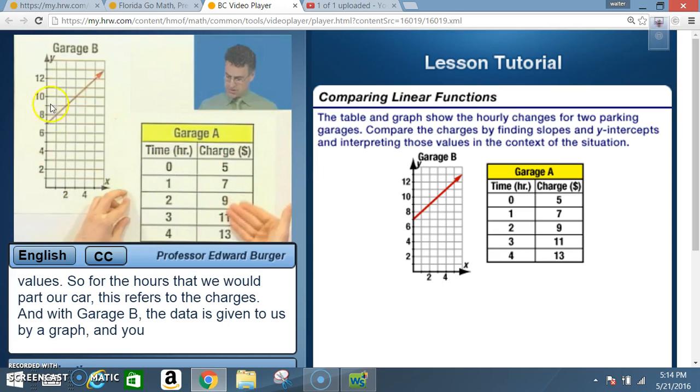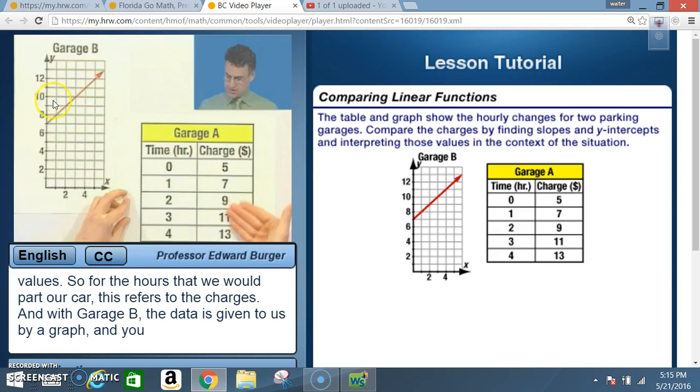Now what that means is, that means that before you even step into the garage, if you're going to go in there, when you first go in there at time 0, you already got to pay them $7. Here, at time 0, you got to pay them $5.